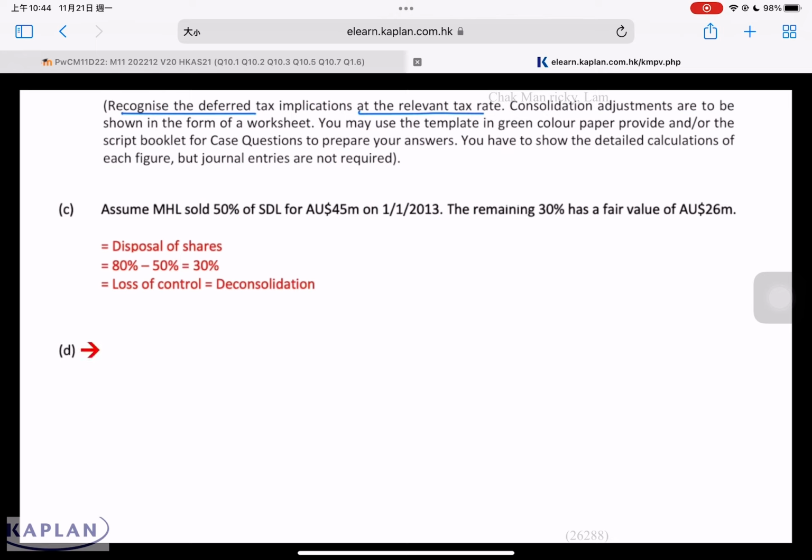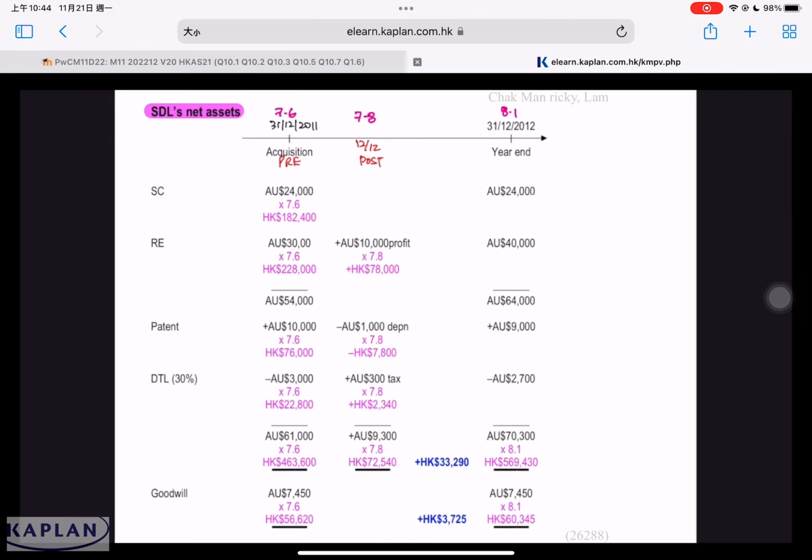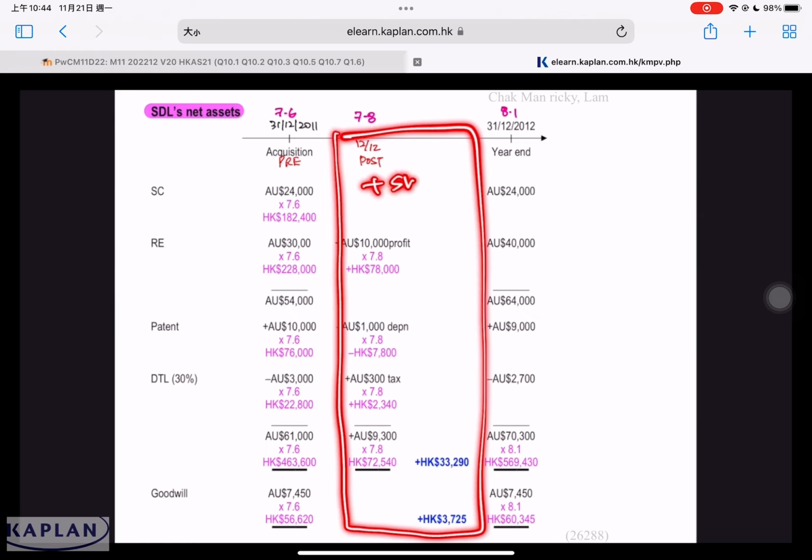Look at the last issue, D. What if SDL is considered an associate from 31st December 2011? If SDL is an associate, then we do not consolidate. We have to apply the equity method. When we apply the equity method, you must translate, then you apply the equity method. Translate, then apply the equity method. Can I show it to you here using this example? If it's an associate, we do not consolidate, we only share the post profits.